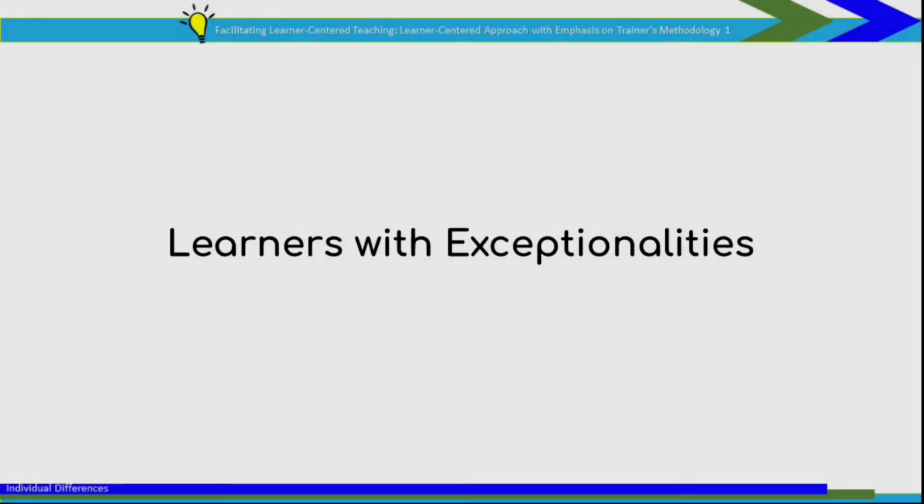Learners with exceptionalities. One significant factor that highlights individual differences and diversity in learning is the presence of exceptionalities.